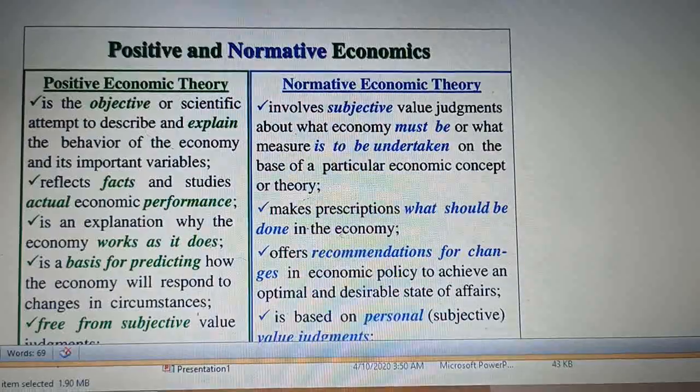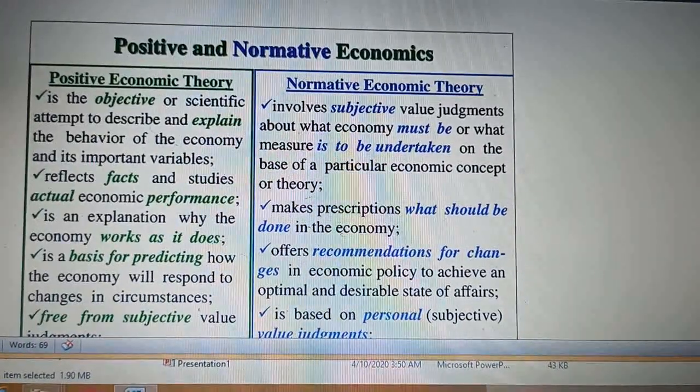Alfred Marshall and Pigou, such great economists, always advocated it as normative economics, normative science, whereas Lionel Robbins advocated positive science. So different economists have different opinions, and it is taken as positive as well as normative economics.